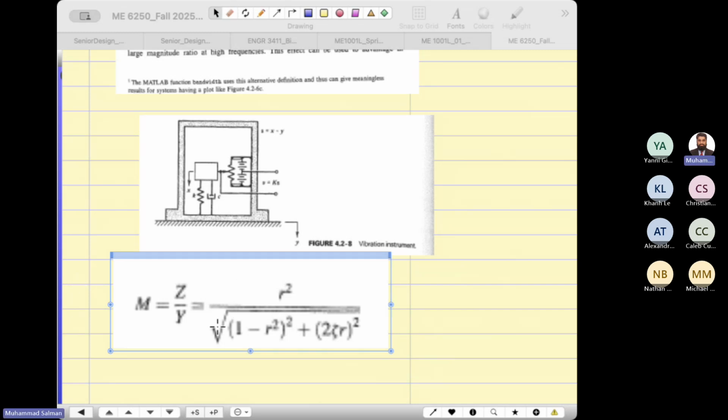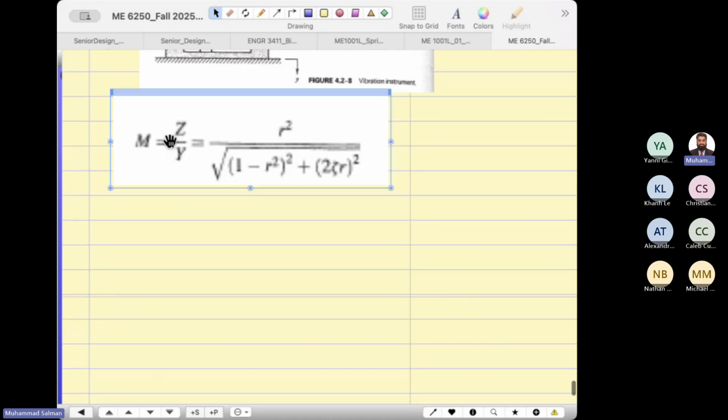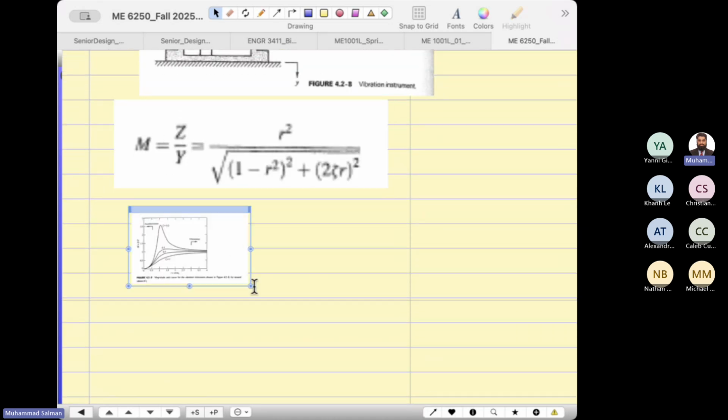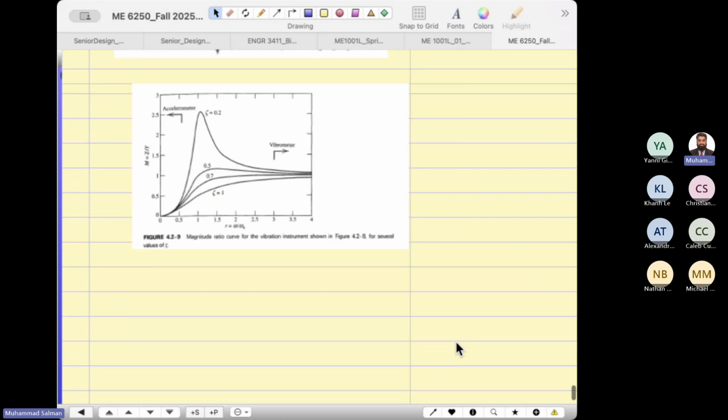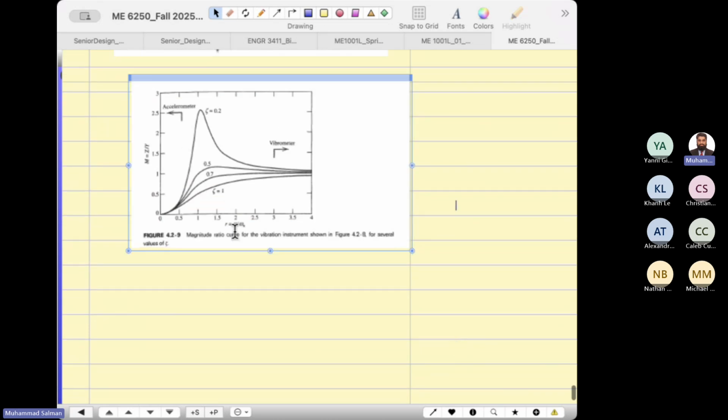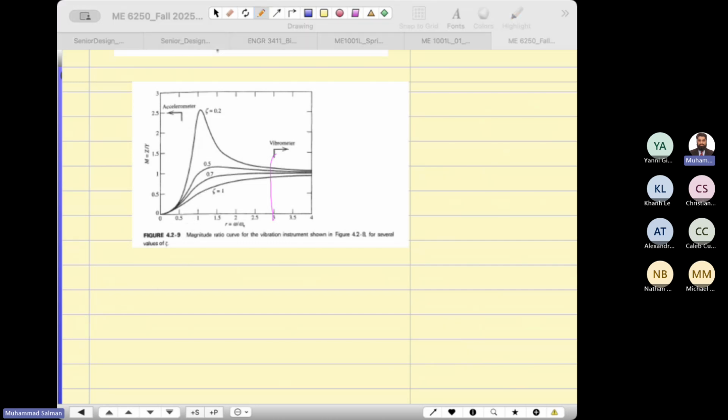For an accelerometer, you use a very small frequency ratio, I believe less than 1. Let me show you over here. When you are designing an instrument as an accelerometer, the frequency ratio is on the low side, and for a vibrometer it is above 3. So above 3 it will be used as a vibrometer, and less than 1 it will be used as an accelerometer. So this is how you will find it out.